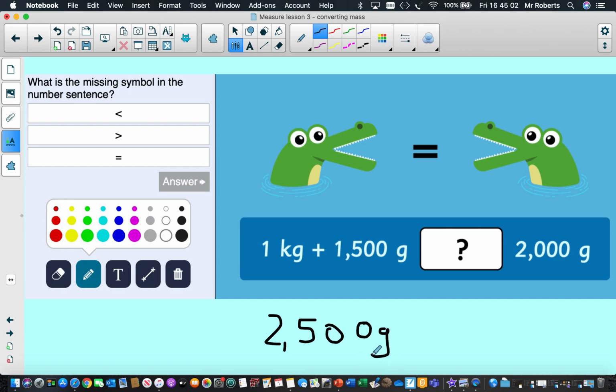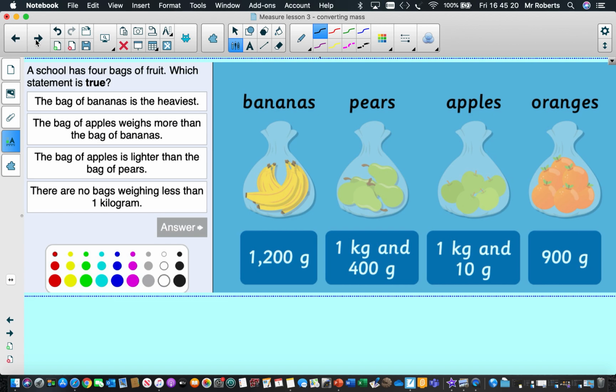Okay, so now I've got my two different amounts. I've got 2,500 grams on this side, 2,000 grams on this side. Therefore, I need to use that symbol because the crocodile always eats the biggest number. Hopefully you will agree with me there. And let's have a look at the next question.